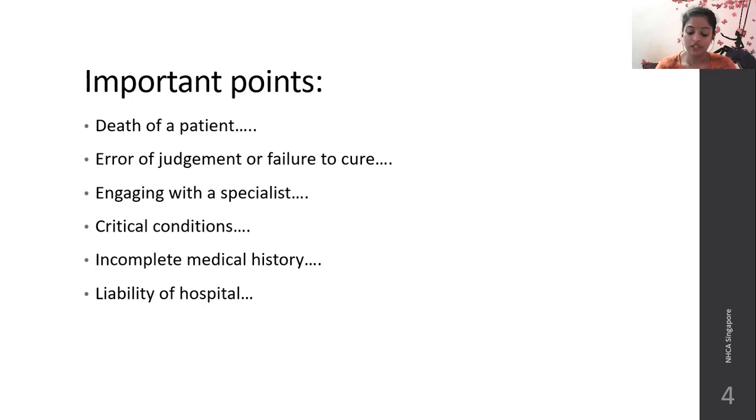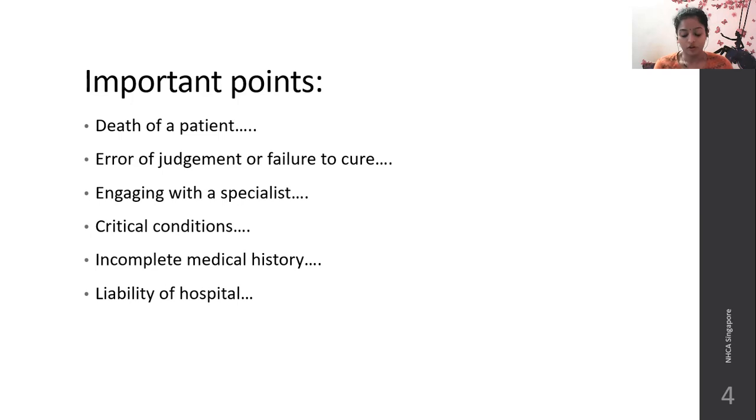Then engaging with specialists: when specialists are available, engaging with them is obligatory. Critical conditions: when a patient could not be operated on due to a critical condition, because operating and putting them under anesthesia may cause more harm than good, this will also not come under medical negligence. Then incomplete medical history: if the patient is not providing a correct and full medical history to the doctor, the doctor cannot be blamed for the consequences.